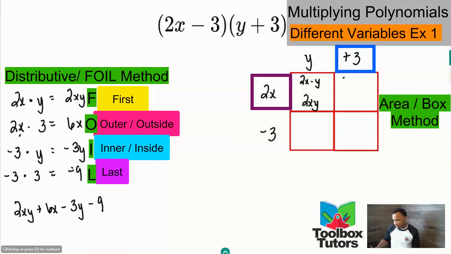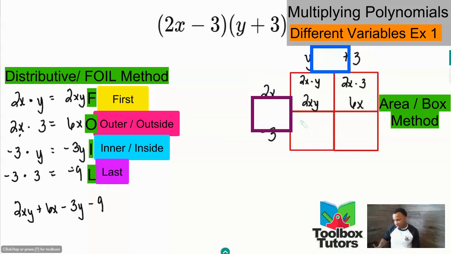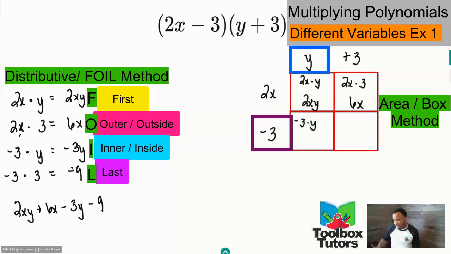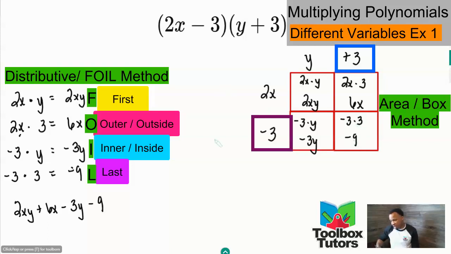Next, in this box, we have 2x times 3. 2x times 3 gives us 6x. This box right here in the bottom, we have negative 3 times y. That gives us negative 3y. And in this last box, we have negative 3 times 3. That gives us negative 9.